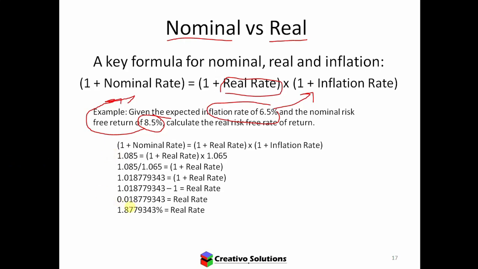real rate of return is 1.877%. That's the actual rate of return, right? Because in this scenario, your nominal risk-free return is 8.5 and your inflation rate is 6.5. And that's why we talk about this whole idea of inflation eating away at the buying power of money, right? Inflation will affect the buying power of money because you're going to be reducing that real rate of return.